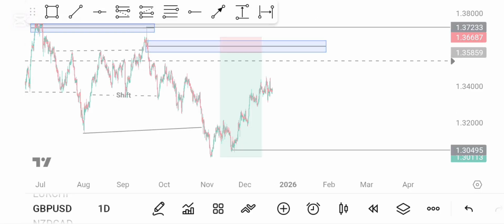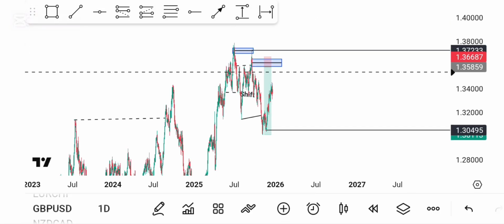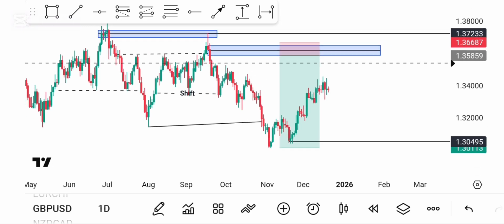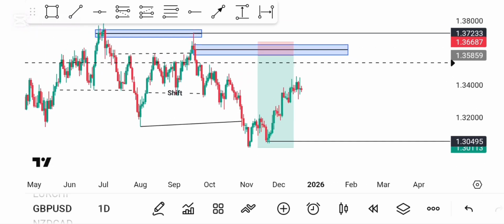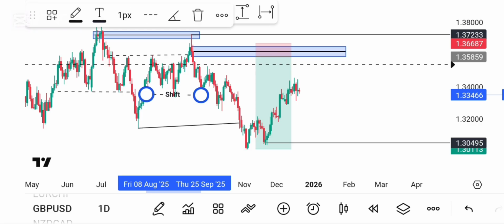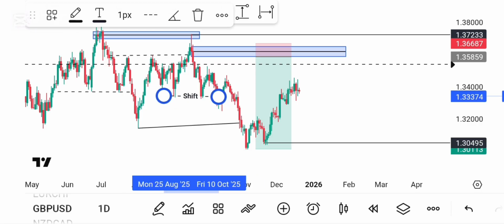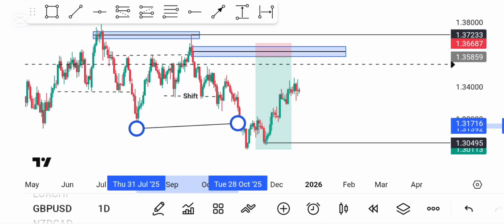I think in my last video, you can check my live video, I analyzed this pair, and I'm actually expecting this pair to shut down. So why am I expecting this pair to shut down? It's because there's actually a shift in structure here. There's a shift in structure here. After the shift in structure, there's a break of structure here as well. Then what's the next step?